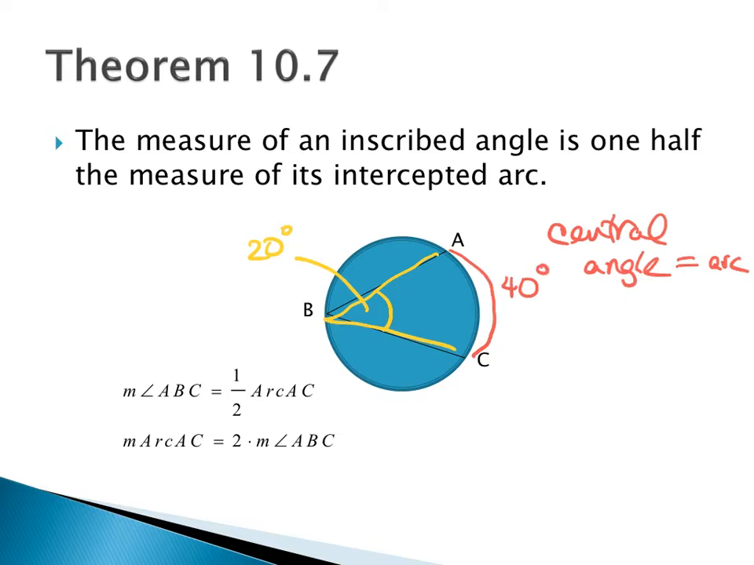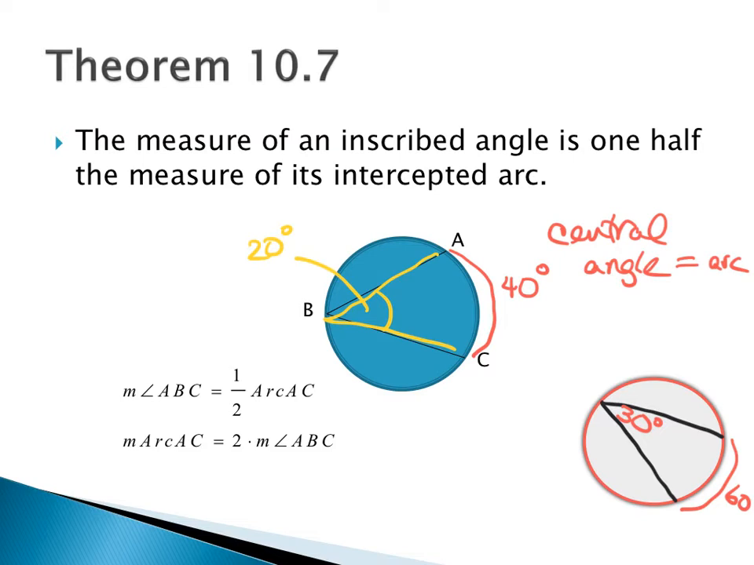Or if they give you the angle, let's say I draw another circle here with an inscribed angle. And let's say this time I gave you the angle measure first, and I told you it was 30. To find its intercepted arc, multiply it by 2, and the arc measure would be 60. So know how to find an angle measure given an arc or vice versa.